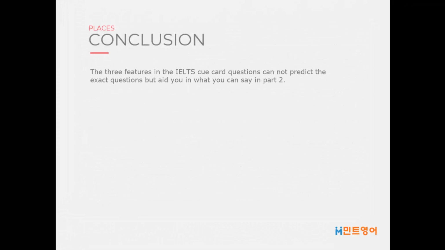In conclusion, the 3 features in the IELTS cue card questions cannot help you predict the exact questions but aid you with what you'll have to say in Part 2. These features will always appear in the question.